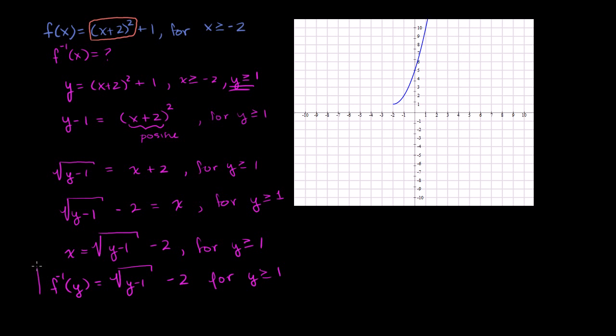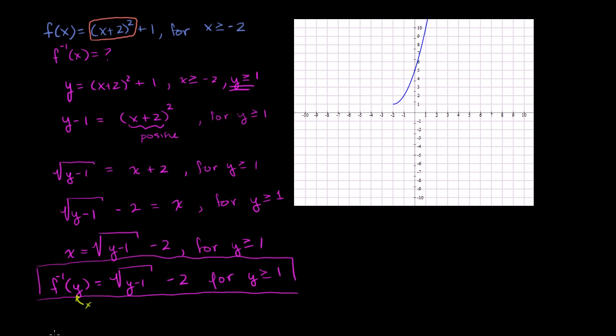We could say this is our answer, but many times people want the answer in terms of x. And we know we could put anything in here. If we put an a here, we could take f inverse of a, and it'll become the square root of a minus 1 minus 2 for, well, assuming a is greater than or equal to 1. But we could put an x in here. So we can just rename the y for x. So we could just do a renaming here.